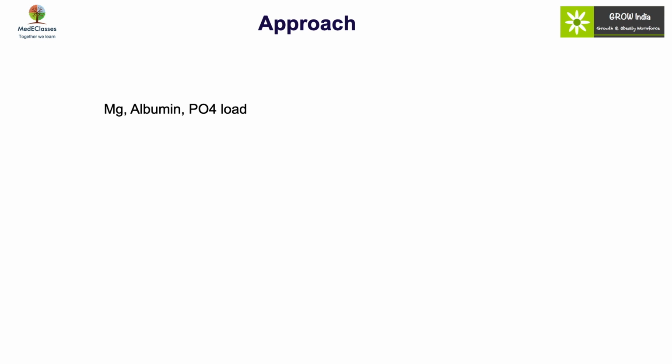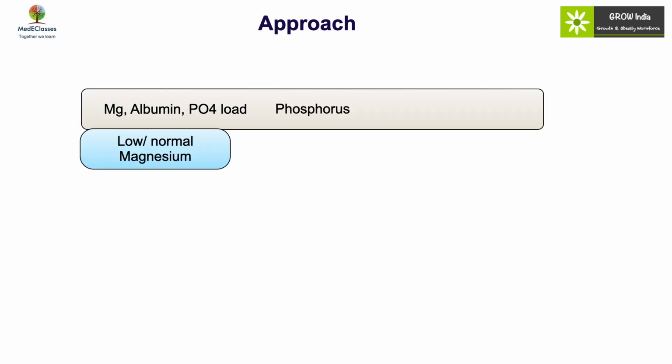So approach to a child with hypocalcemia should start off with assessment of the magnesium, albumin and the phosphorus load like rhabdomyolysis, tumor lysis, hemolysis. If all that is excluded, look at phosphorus. If phosphorus is low or normal, please recheck magnesium. If this is normal, this is mostly vitamin D related. Look at vitamin D levels.